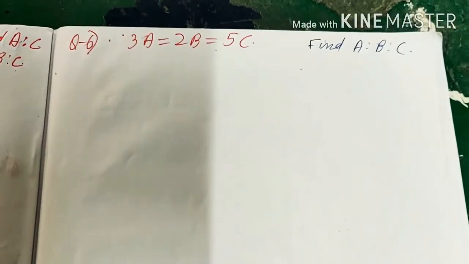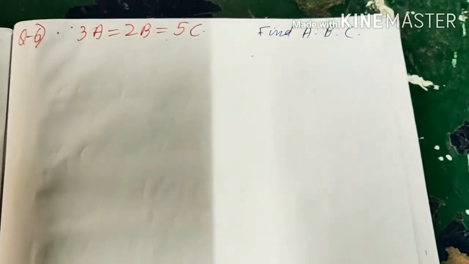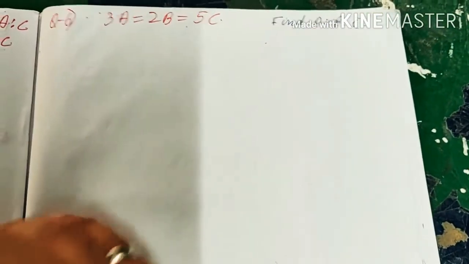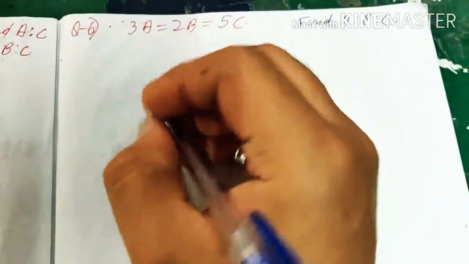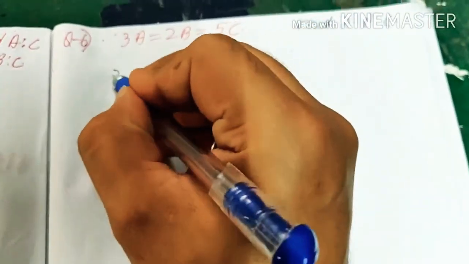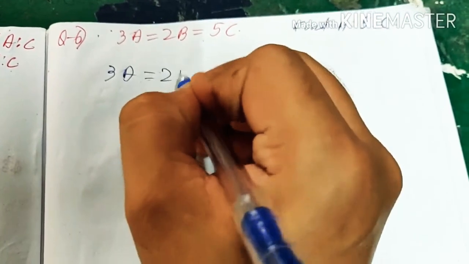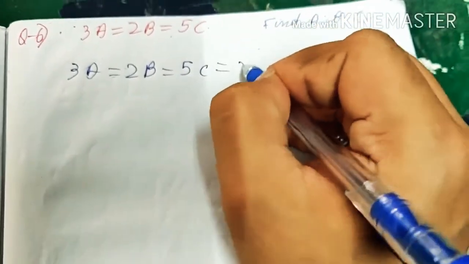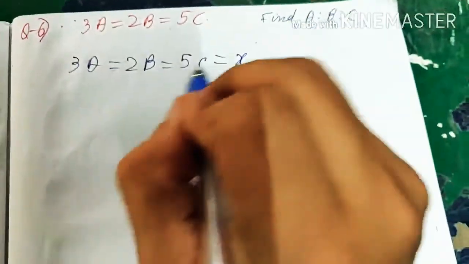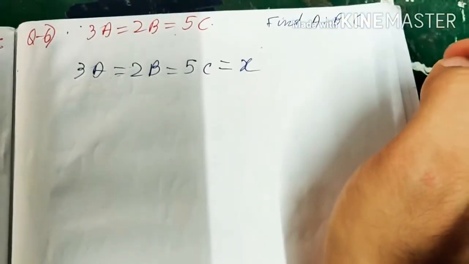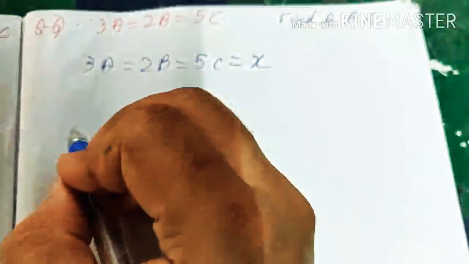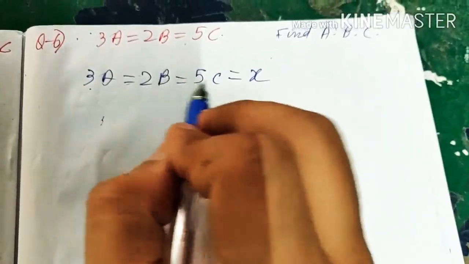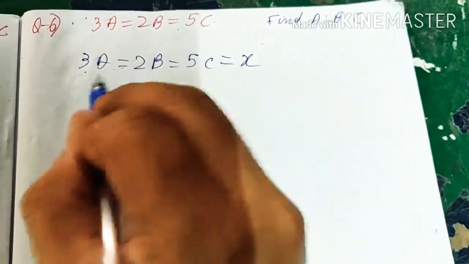Here is one more question that says 3A equals 2B equals 5C and you have to find the value of A, B and C. So what you will do? You will just write 3A equals 2B equals 5C equals X. You took all these values equals to X. So what next? You can write now as 3A was equals to 2B and 2B was equals to 5C and this all was equals to X.